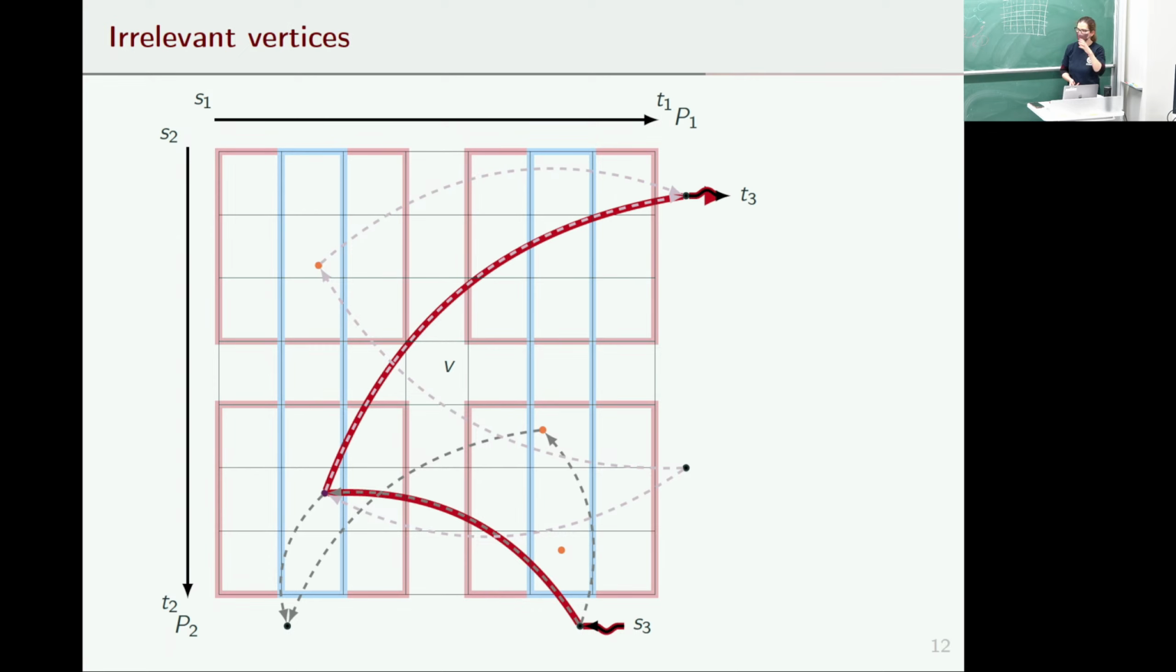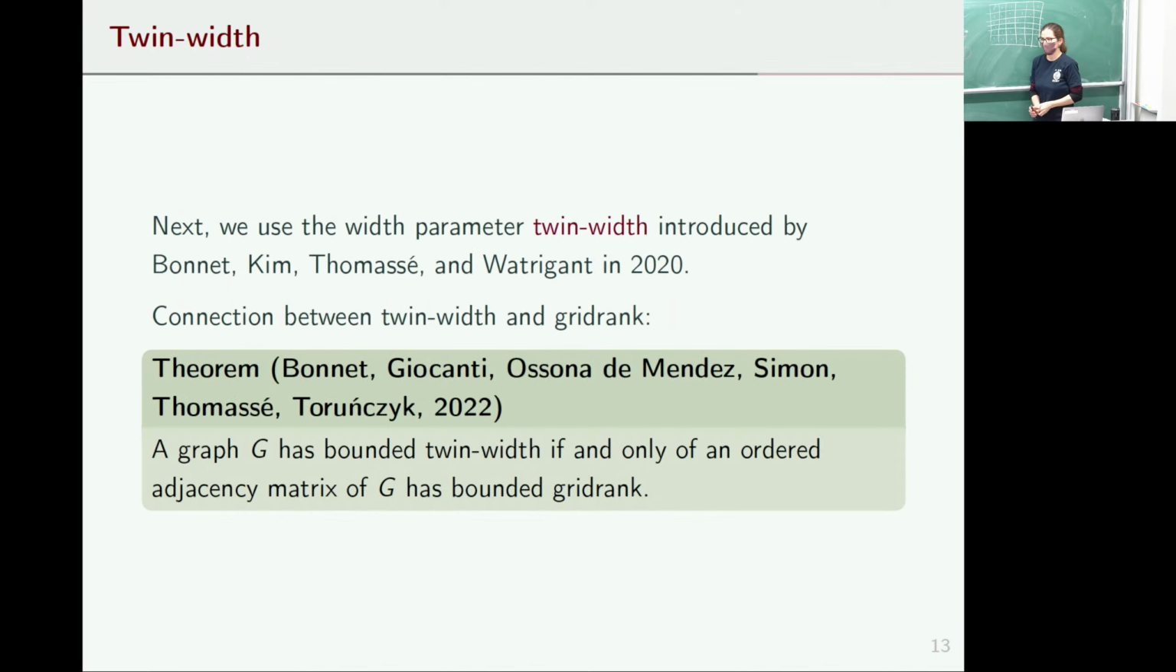So in the end, we obtain that we delete so many vertices that in the end this grid becomes small enough for the permutation constraint also to allow low grid rank. And then, this is why we looked at low grid rank to begin with, we look at its connection to twin width.